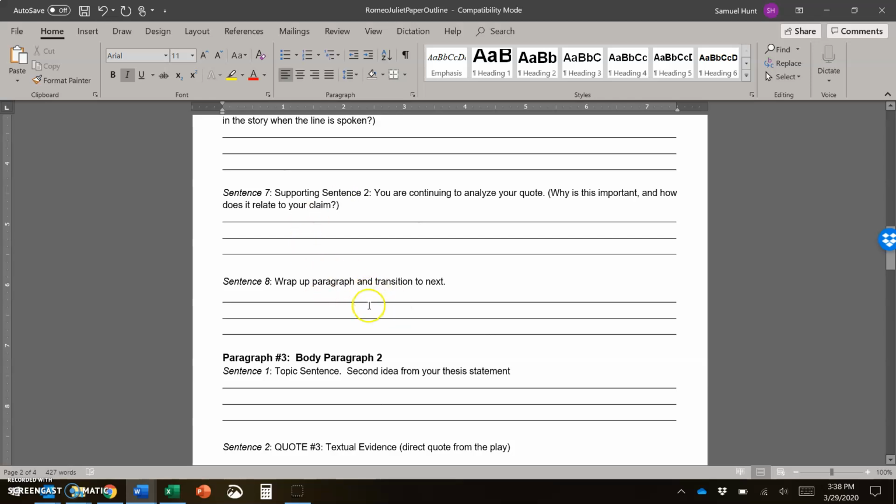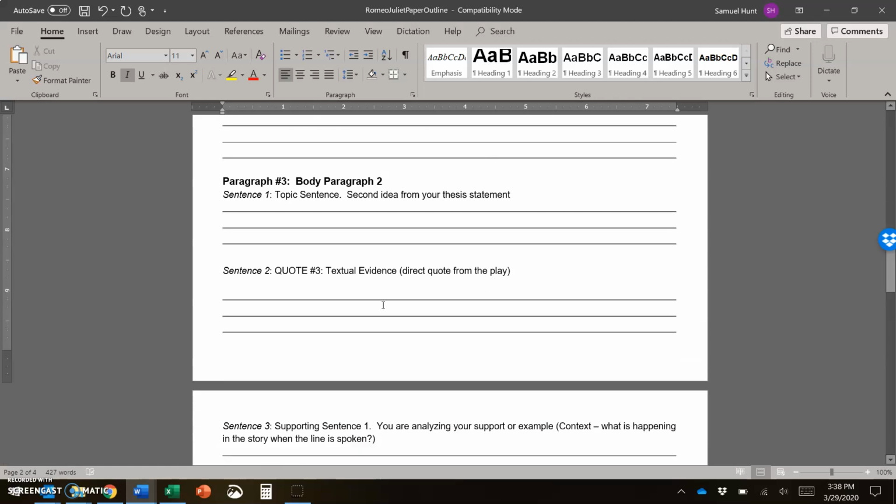And then finally, we have a transition as we wrap up and head to our next body paragraph, something along the lines of, not only did so-and-so do this to help, that led to the ultimate deaths of Romeo and Juliet, they did more as well, however you want to phrase it. And now we move to body paragraph 2.